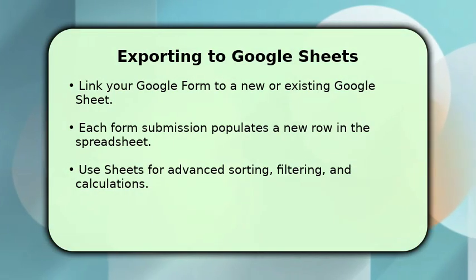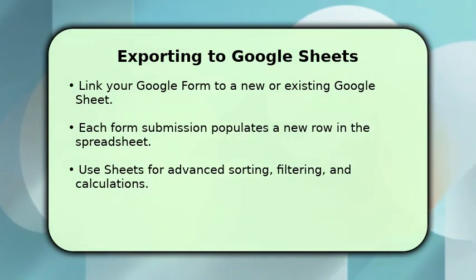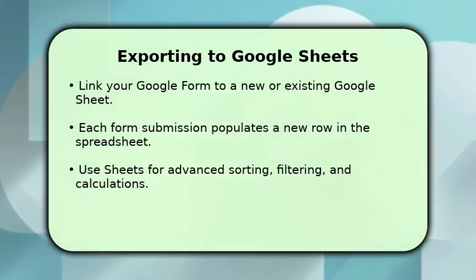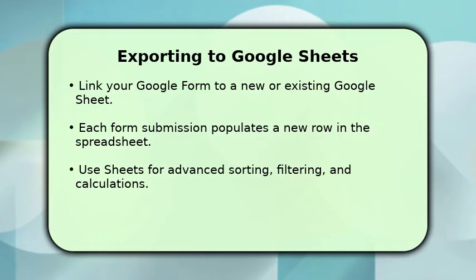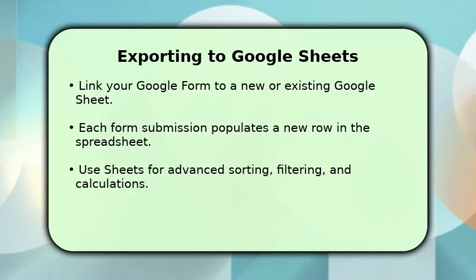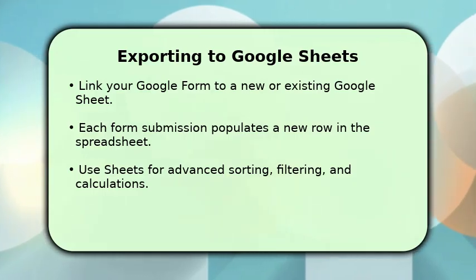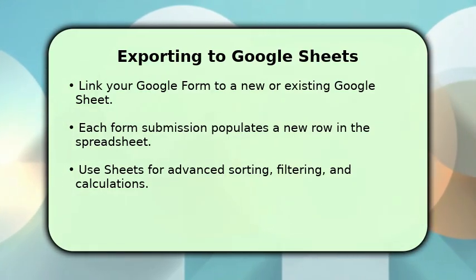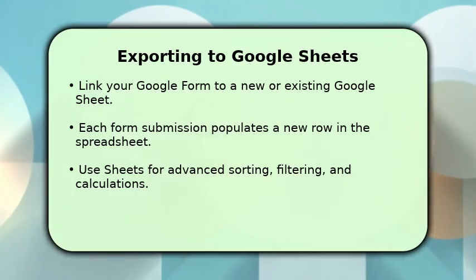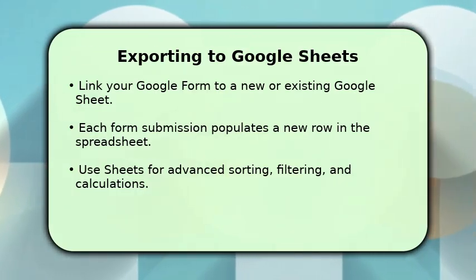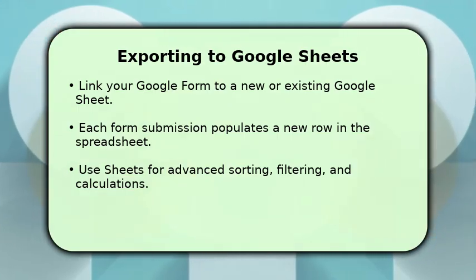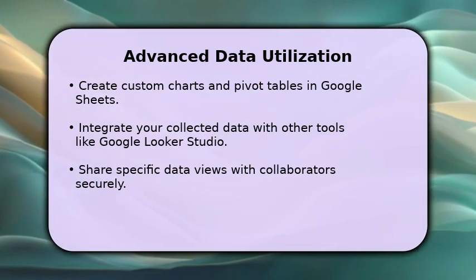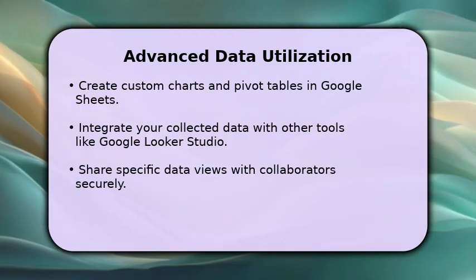For more powerful data manipulation, you will want to link your form to Google Sheets. Simply click the green Sheets icon in the Responses tab to create a new spreadsheet or select an existing one. Every form submission will then automatically appear as a new row in your chosen Google Sheet. This integration allows you to leverage all of Google Sheets' robust features for sorting, filtering, and performing complex calculations on your data.